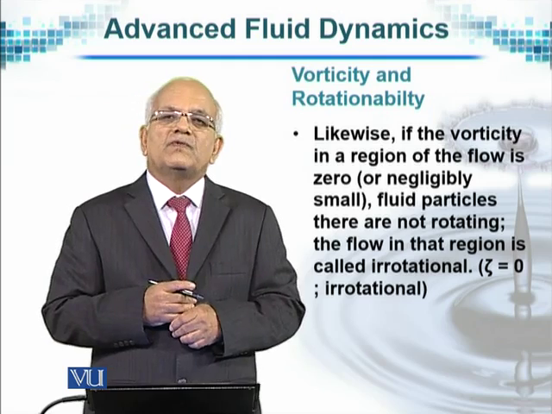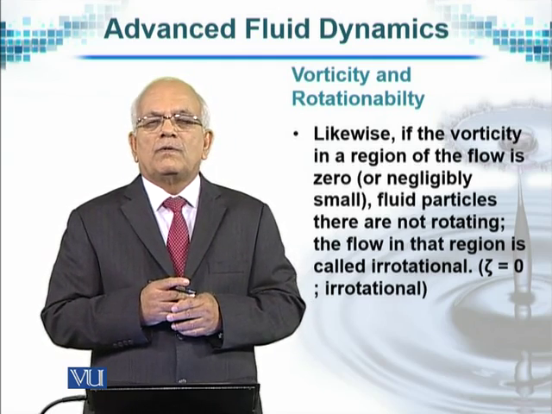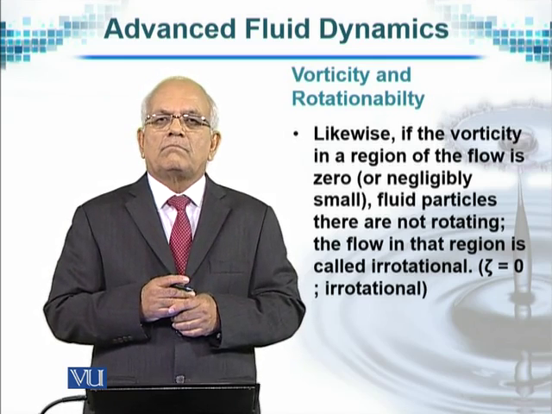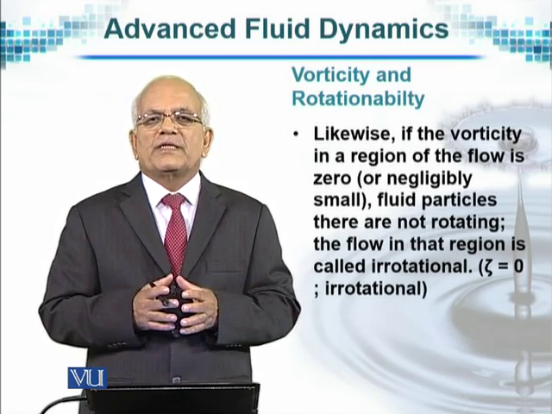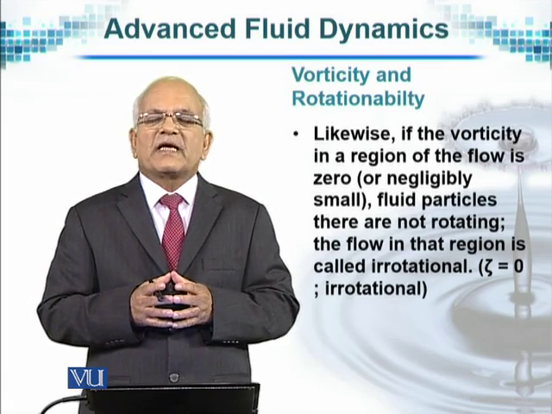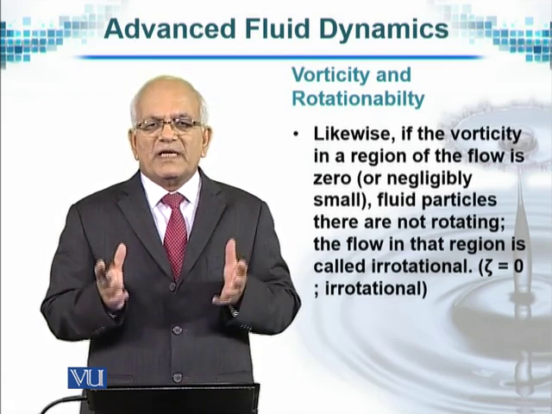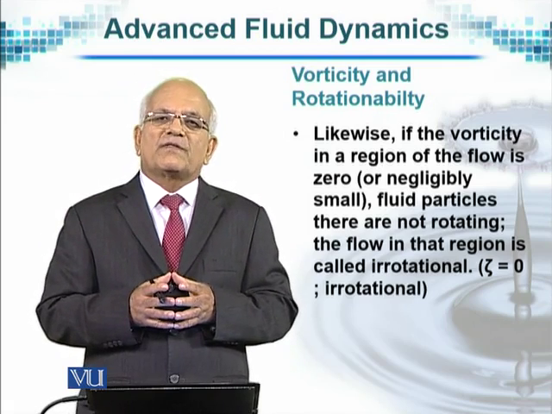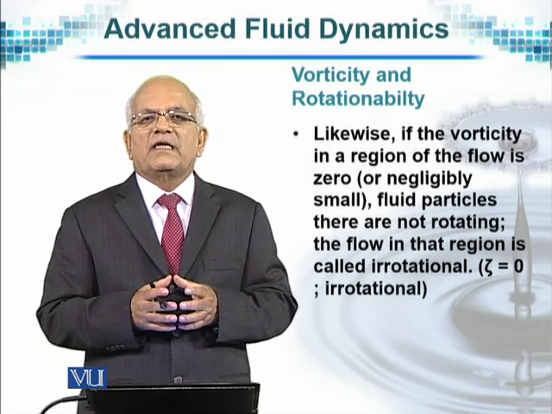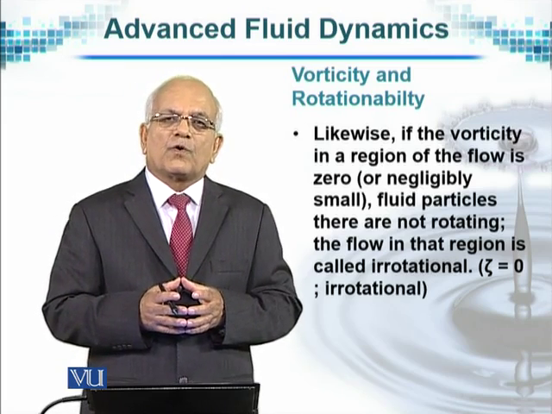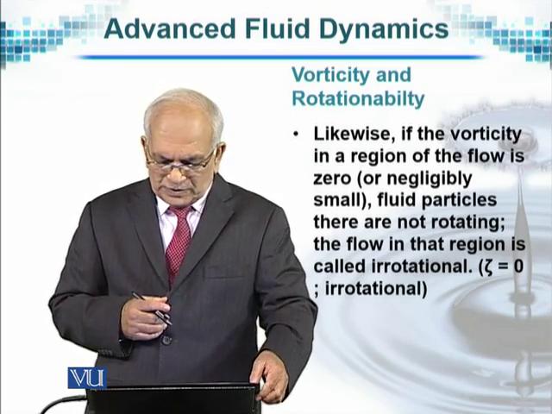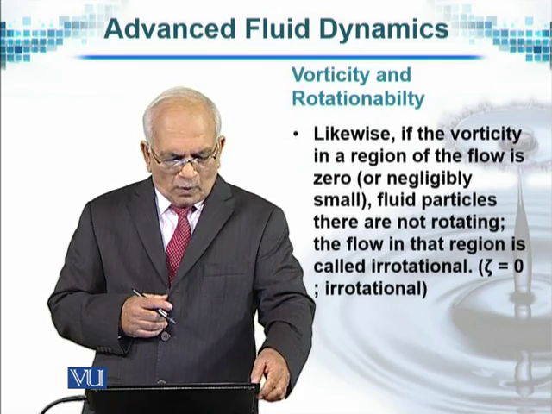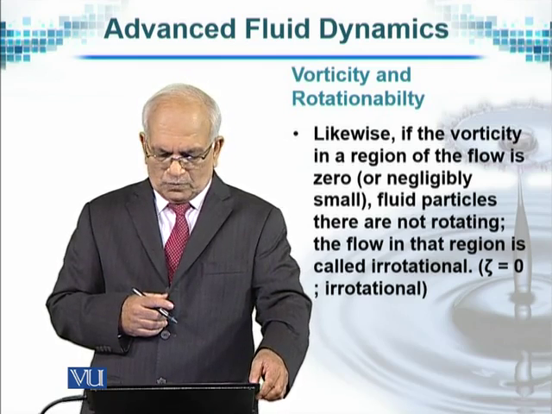And if zeta is zero, then the fluid flow is irrotational. That is, there is no rotation there. And this can happen in many variations. One of them is that the fluid is inviscid and there is no viscosity, and therefore that can happen. But there can be other examples also, which I will be mentioning soon.